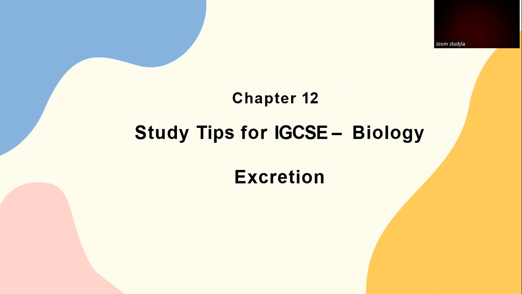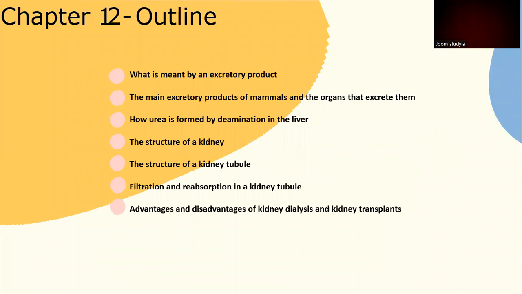Today's topic is related to excretion. In this chapter, you will find out about what is meant by an excretion product, the main excretory products of mammals and the organs that excrete them, how urea is formed by deamination in the liver, the structure of a kidney, the structure of a kidney tubule, filtration and reabsorption in a kidney tubule, and the advantages and disadvantages of kidney dialysis and kidney transplant.